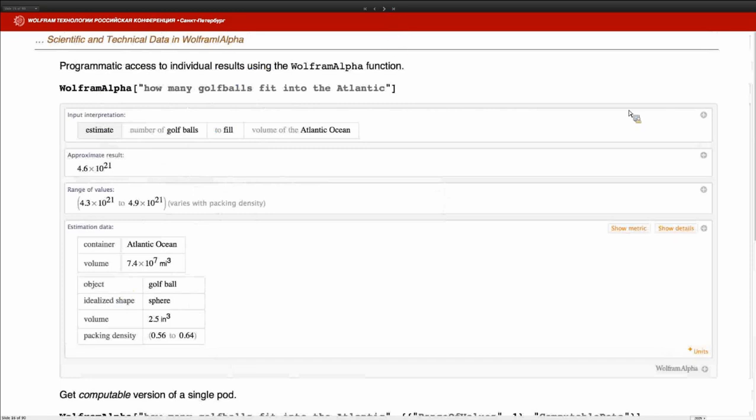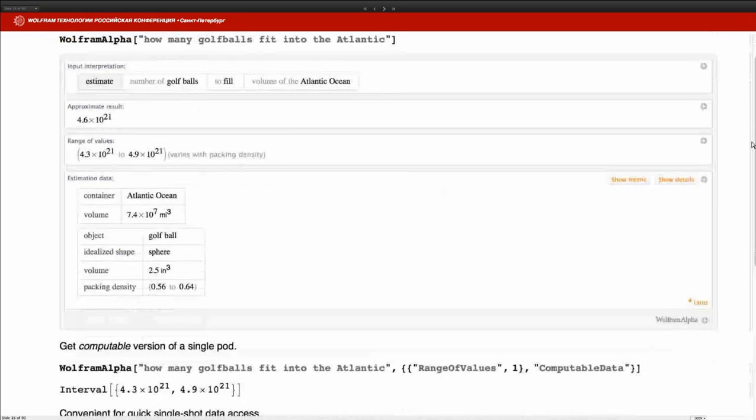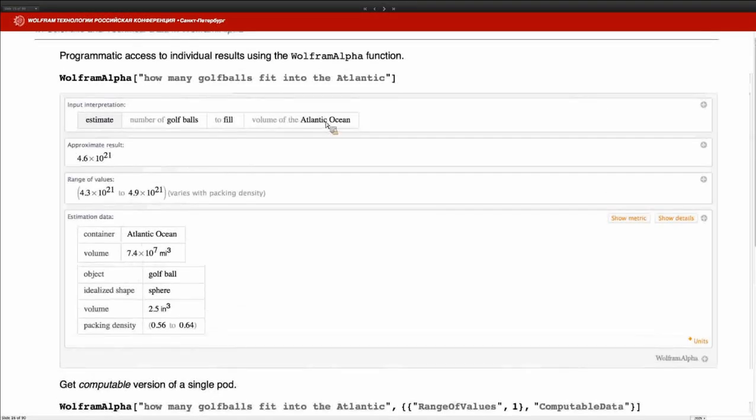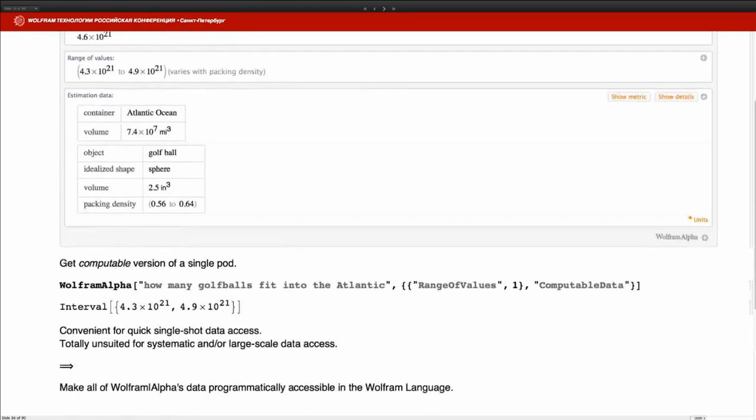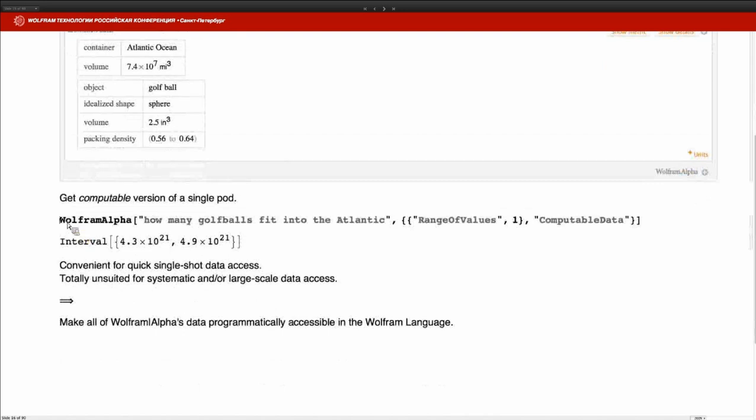Or how many golf balls fit in the Atlantic? To answer such a question, you have actually to do quite a few things. First, you must know how big the Atlantic is. You have to know how big a golf ball is. You have to know what's a typical packing density of spheres. And you might have to know that this is a type of question that you can only answer in a way that is a rule of thumb. And you can access this result directly within the Wolfram language by calling the WolframAlpha function with a string.